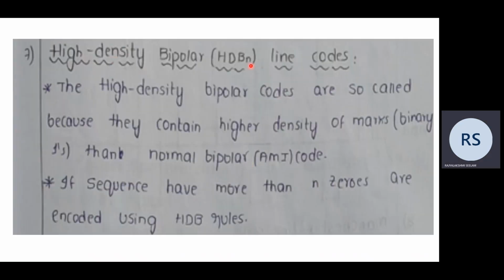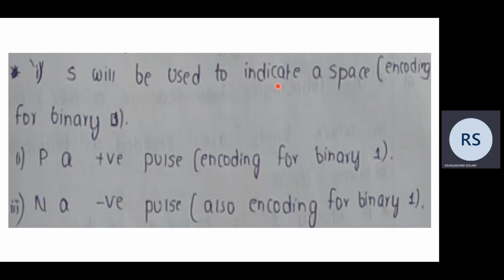Next one, high density bipolar HDBn line codes. High density bipolar codes are so called because they contain a higher density of marks, binary ones, than the normal bipolar AMI code. So if the sequence has more than n zeros, it is encoded using HDB rules. Here S will be used to indicate a space for the binary 0, and P and N are for positive pulse and negative pulse, which encode the binary 1. So 0 for the space, P and N are positive and negative pulse for binary 1s.